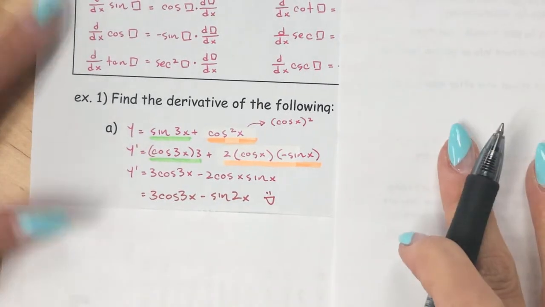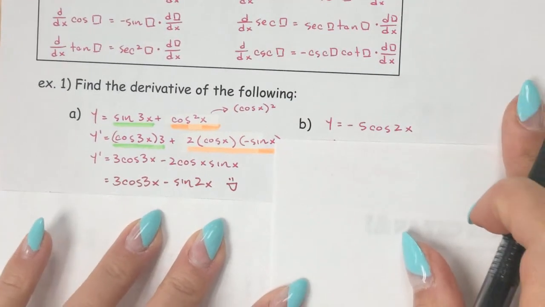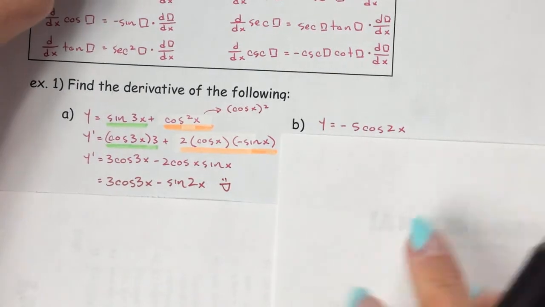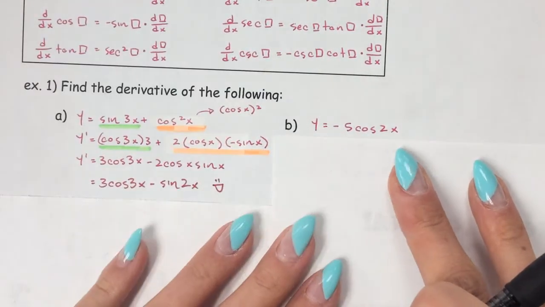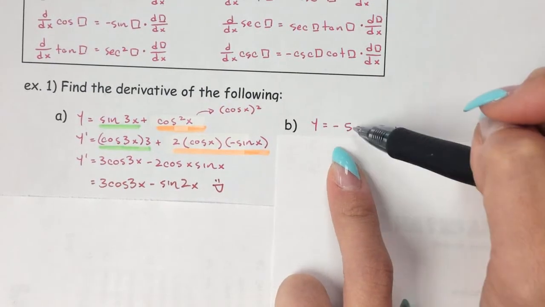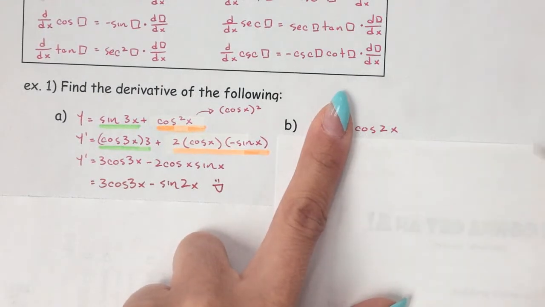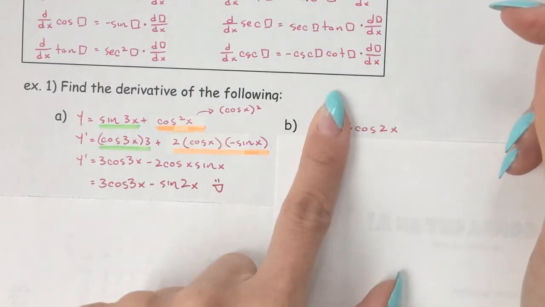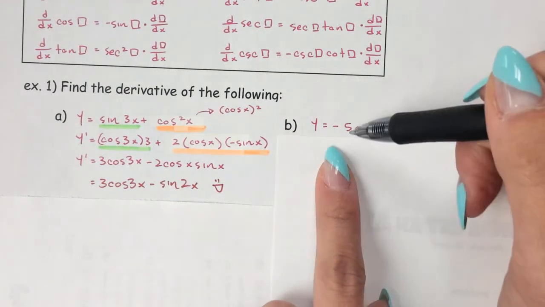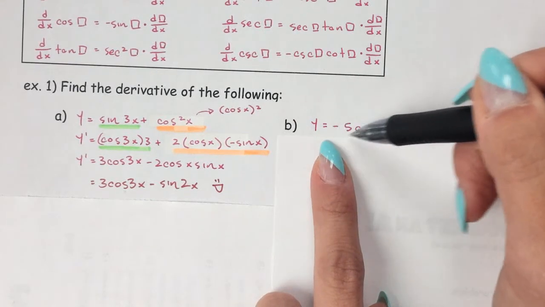Okay, we're going to try another. So let's see, for B, let's say you have something like this: y equals -5 cosine of 2x. You can do this a couple different ways, but some people like to see the -5 as a quantity, and then they like to see this cosine as a quantity. If you see this as a quantity and this as a quantity, then what you can do is the product rule, right? So it's this times the derivative of this plus this times the derivative of this.